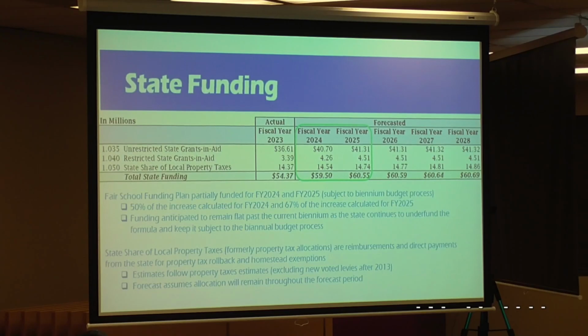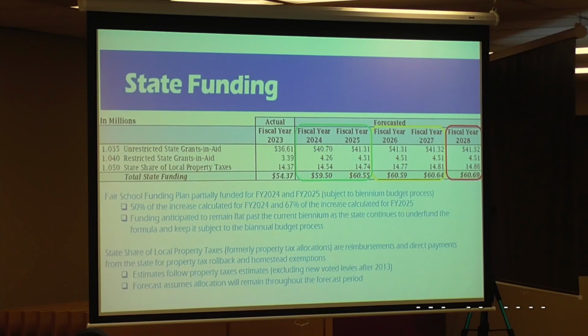The Fair School Funding Plan was partially implemented for fiscal years 24 and 25 for the current biennium, with 50% of the calculated increases going into effect for the current fiscal year 24, and then up to 67% of the calculated increases to go into effect in fiscal year 25. This forecast does cover 3 budget periods. So 26, 27 will be a new budget period, and then 28 will be the 3rd budget period. Lots can change in that amount of time.